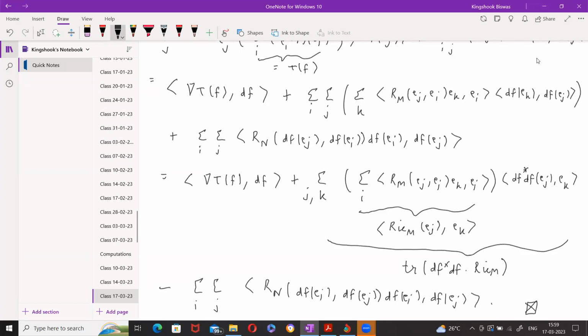Okay. So next time we will see applications of this Bochner-Weitzenböck formula. All right.